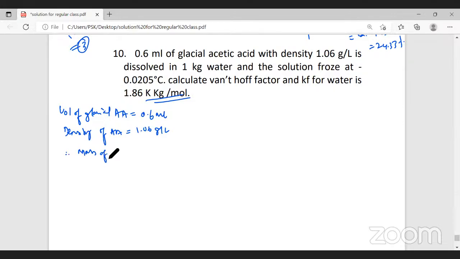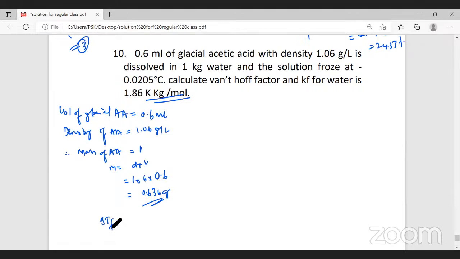How do I calculate the mass of acetic acid? We know density is mass by volume, so mass of acetic acid will be density into volume. Density is 1.06 and volume is 0.6. That will be equal to 0.636 grams. Did you understand this part? Follow this part? Yes, sir.